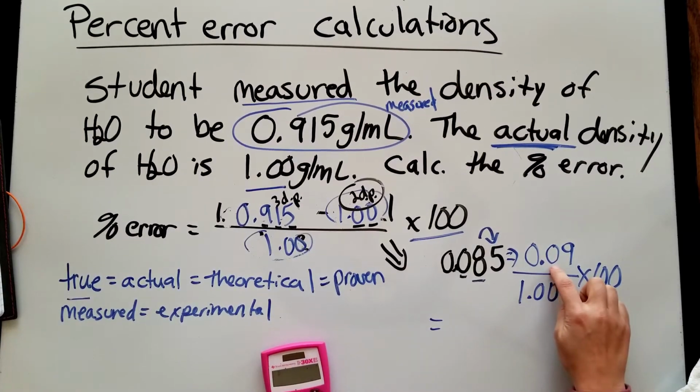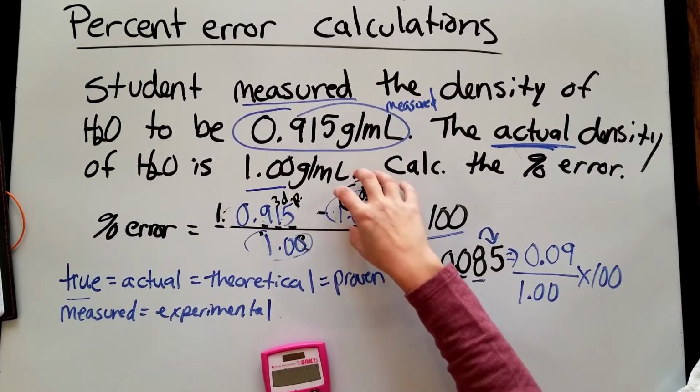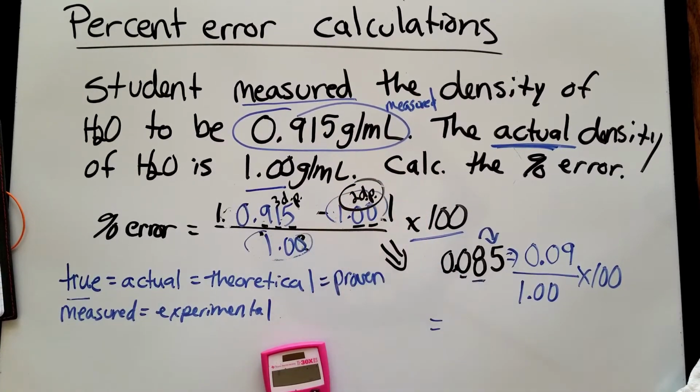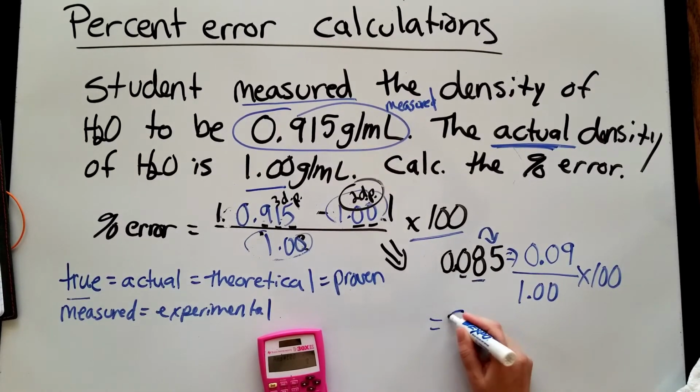So I am taking in the numerator from that subtraction, after doing the absolute value and counting out my sig figs based off the fact this is subtraction and I'm looking at decimal places, I get 0.09 in the top. I'm going to divide that by 1, which of course is just 0.09. Then I'm going to multiply it by 100 to get it in a percent. And that is going to give me 9%.